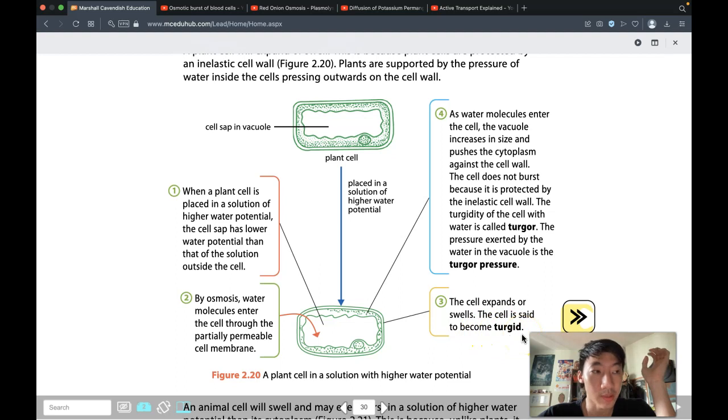The word turgid means that it is full of water and is harder than normal. The word turgid can only be used for plant cells. You cannot use the word turgid for animal cells. As water molecules enter the cell, the vacuole increases in size and pushes the cytoplasm against the cell wall. The cell does not burst because it's protected by the inelastic cell wall. The turgidity of the cell with water is called turgor. The pressure exerted by the water in the vacuole is the turgor pressure.